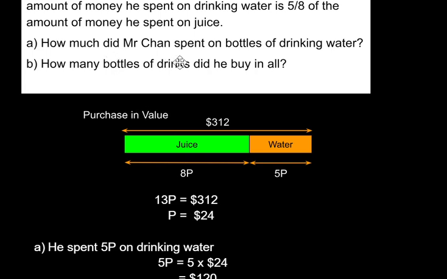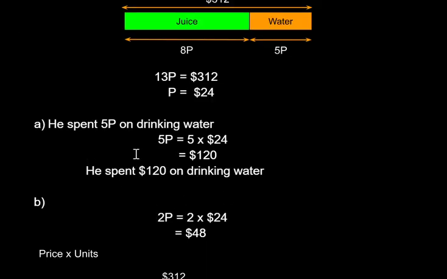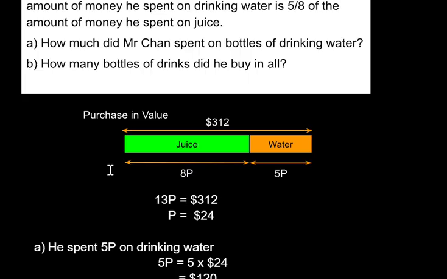So how much money did Mr. Chan spend on bottles of drinking water? He spent 5p, so 5 times 24 is $120. So he spent $120 on drinking water. So we have answered part A. Now let's look at part B.